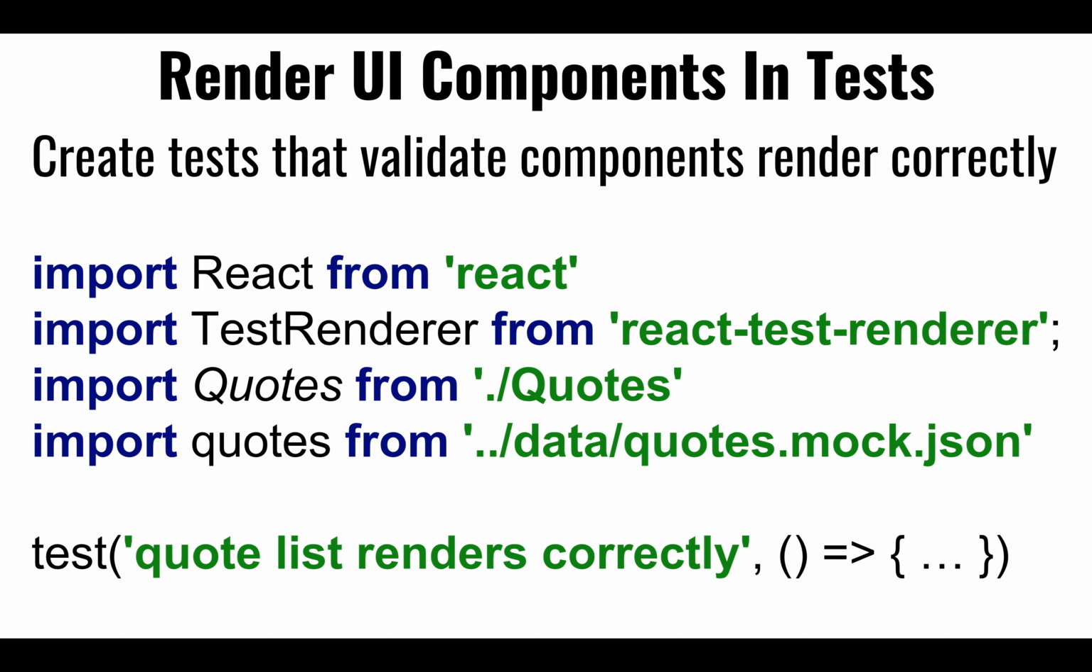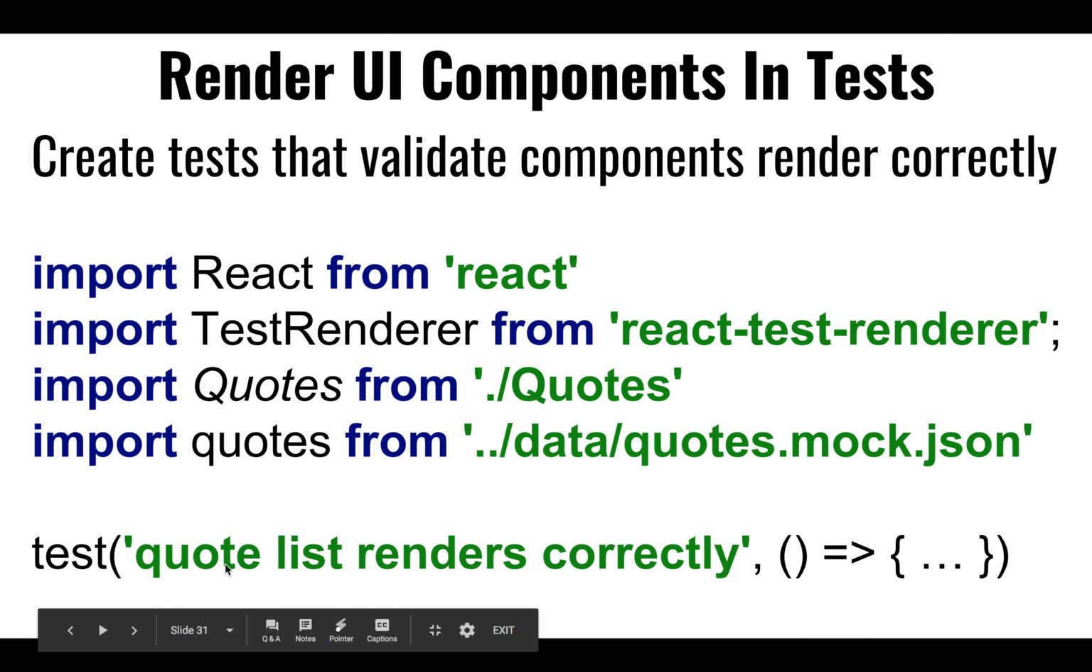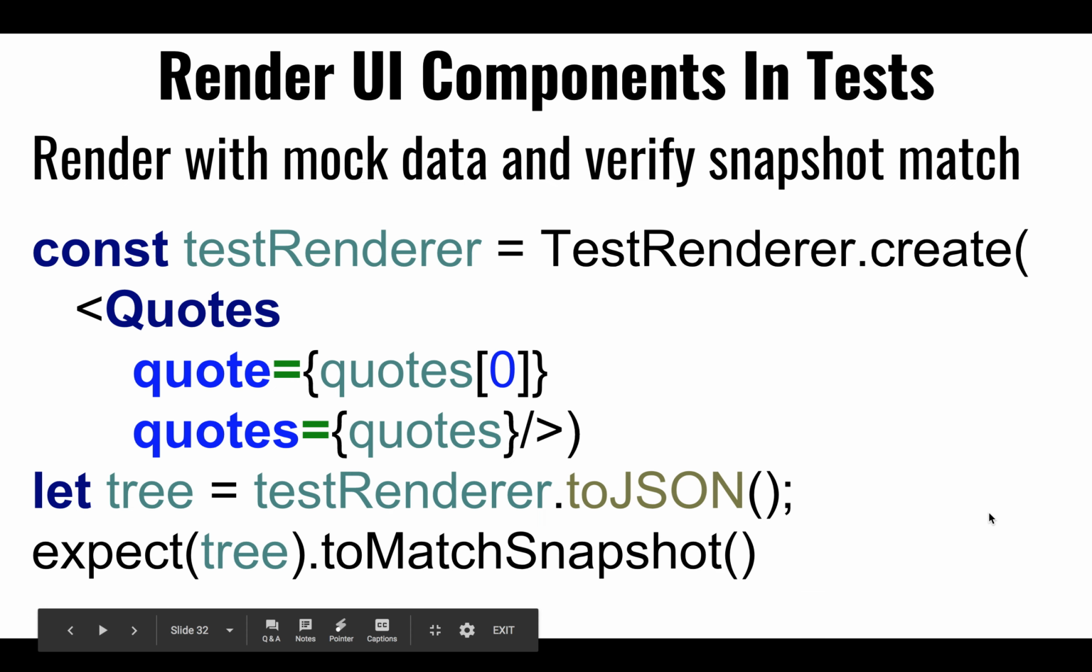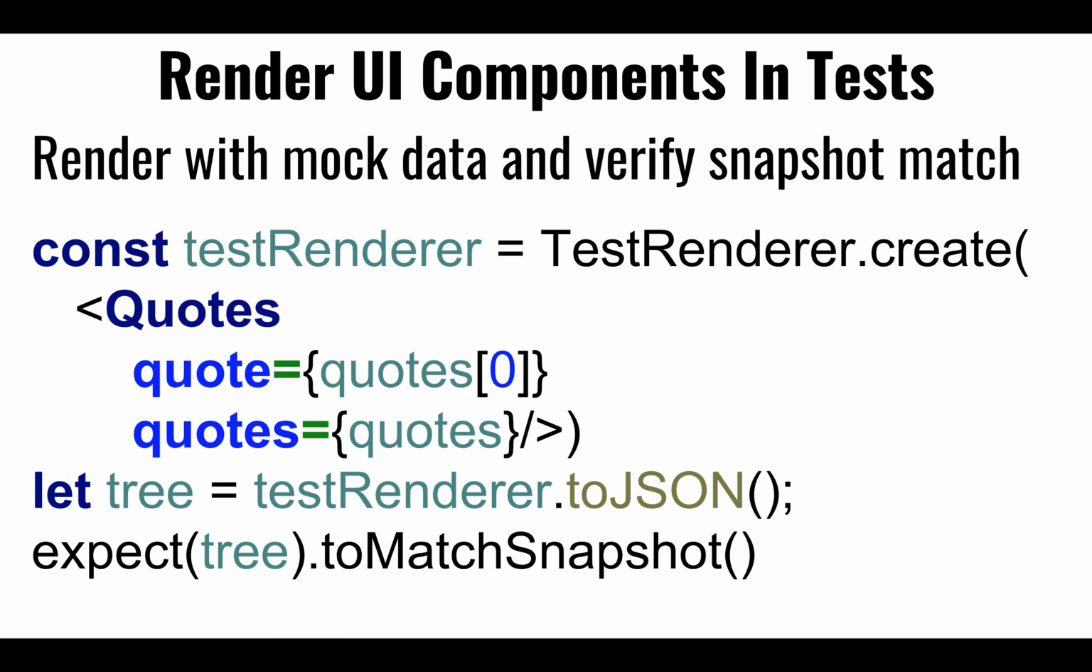Here's an example of a test that we are going to mock. Here we have the quotes. This is the new quotes implementation, not the stateful implementation, but the stateless implementation. Here we're loading the mocked data, plus the renderer that allows us to render the DOM programmatically, without the need of a browser. So here we're creating a new test called quote list renders correctly. And the way we're implementing it is that we use the test renderer create to render the quotes, passing it the quotes as an argument.